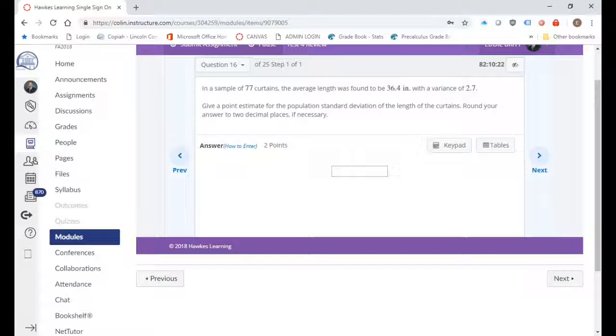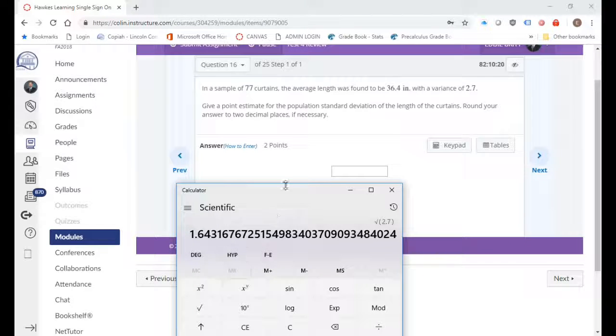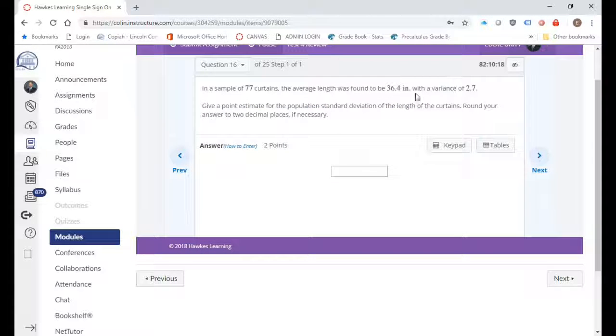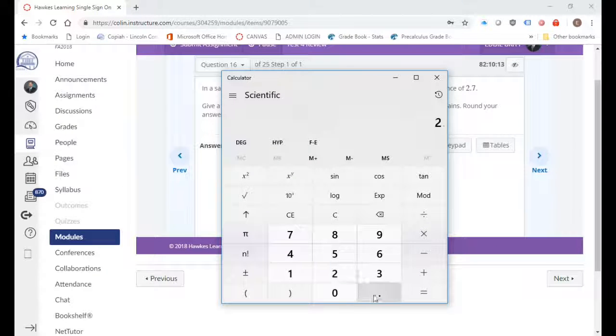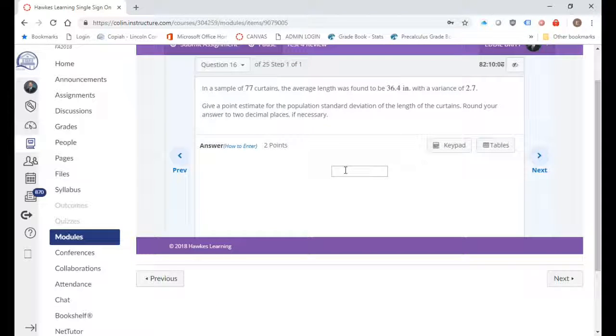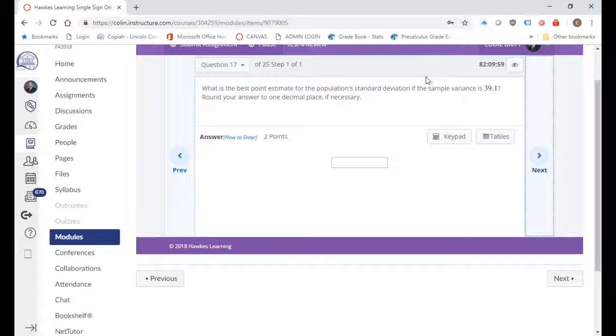Let me double check and make sure that I put in the right answer. So we're given a variance. We want to find a standard deviation. I'm going to do it one more time. 2.7 square root. All right. So 1.64 is what I'm going to put in. I like those problems. They don't take very much work.